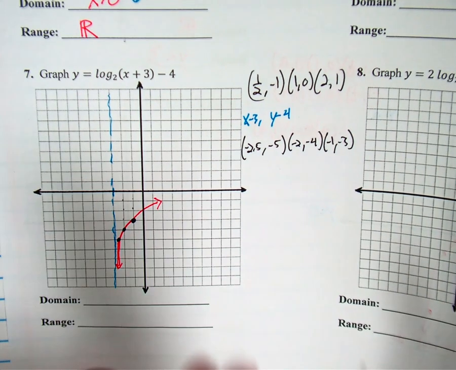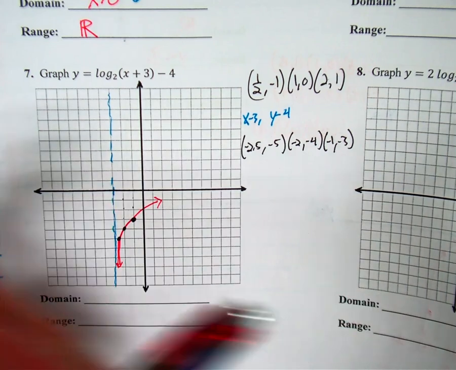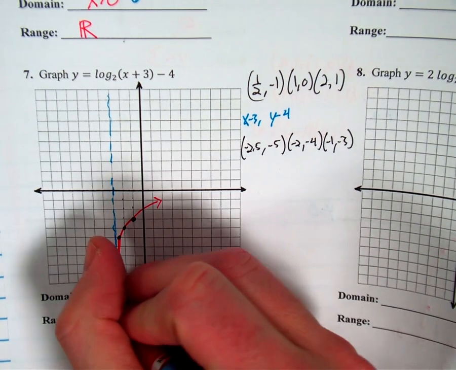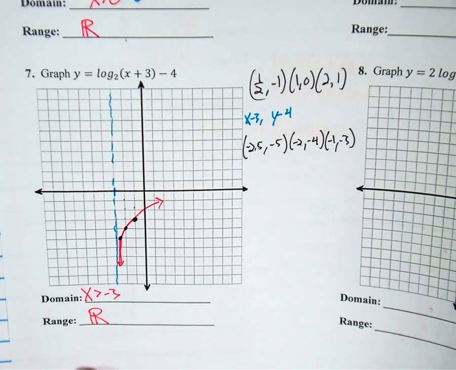So our domain is all x's greater than negative 3. I don't go smaller or less than negative 3. I'm over here greater than. And my range is all real numbers.